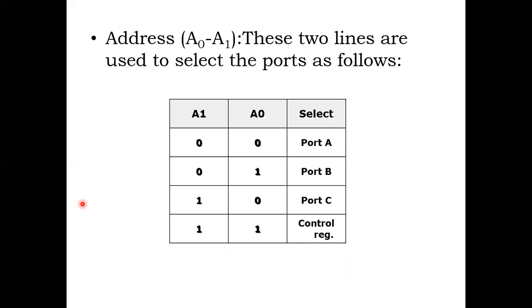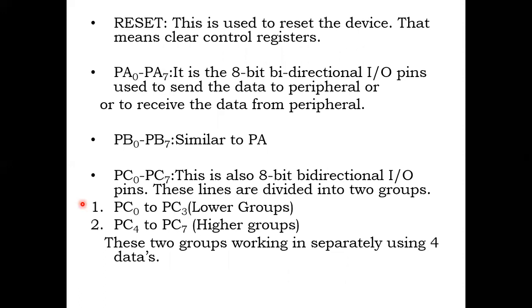These two lines, A1 and A0, are used to select the port as follows. If A1 and A0 are both 0, it selects port A. If the value is 0 1, it selects port B. If 1 0, it selects port C. 1 1 selects the control register. Then reset is used to reset the device, that is, clear the control register.